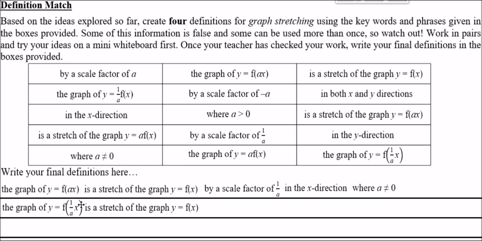Like we saw in the previous example, we had g of a third of x, that stretched it out by a factor of 3. So this number here always stretches by a scale factor of the reciprocal of itself. If it was a, it stretches by scale factor 1 over a. If it's 1 over a, the stretch is going to be scale factor 1 over a, which is actually going to be a. In the example we saw earlier, it was 1/3, that stretched it by factor 3.